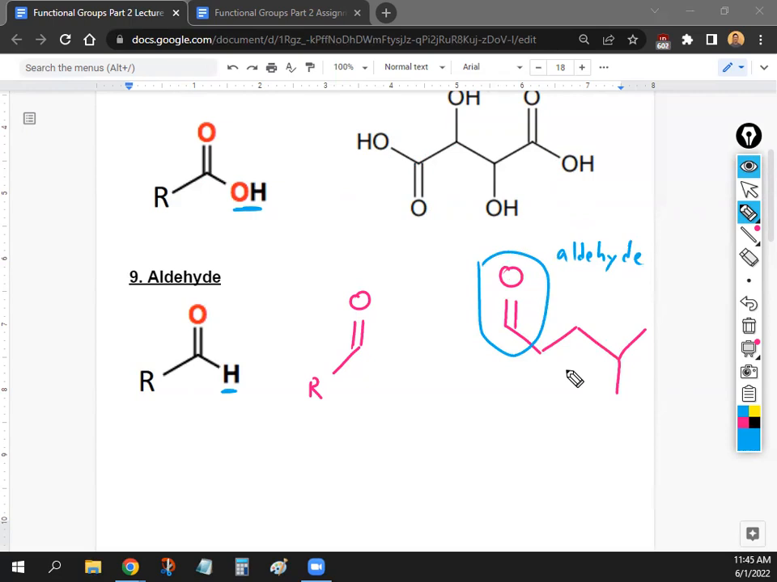All right, any questions on the aldehyde? Oh, and sometimes you might also see it like this, CH, CHO. There's a carbon here, hydrogen, and oxygen. So three different ways you might see it, but that's going to be your aldehydes. Okay, let's move on to the next one.